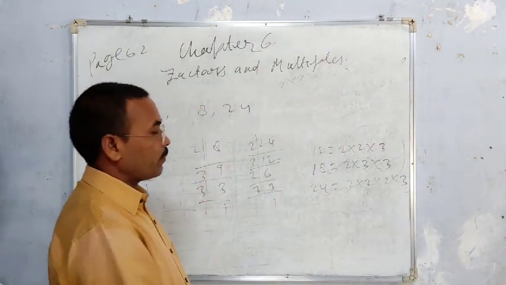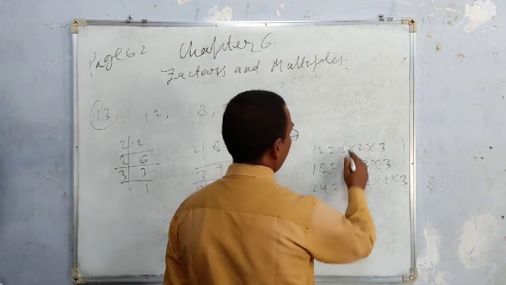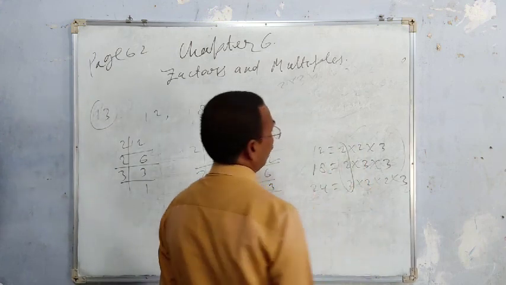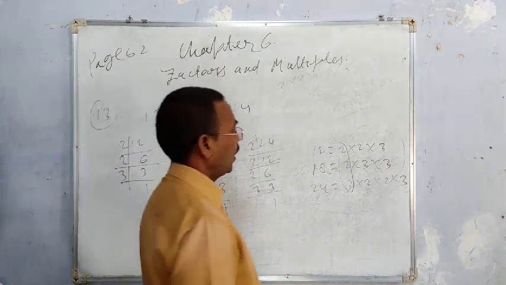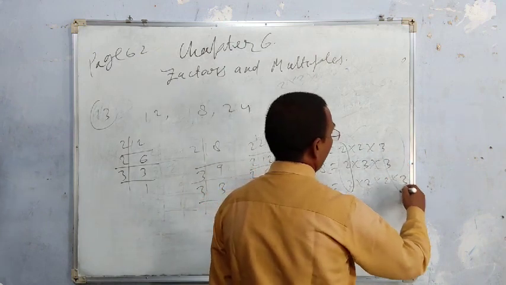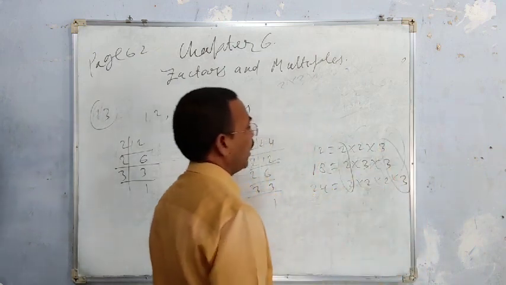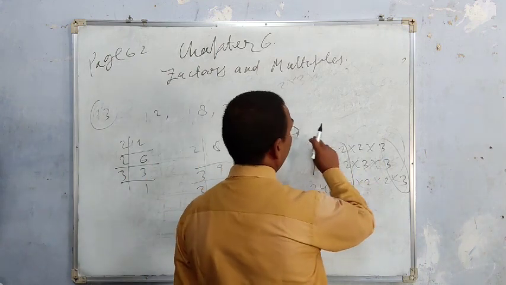First, select the common factors of all 3 numbers. See here 2, here also, here also, here. So 1 pair of 2 is common to all 3 numbers. And then see, 1 pair of 3 is common to all 3 numbers. And then see, 1 pair of 2 is common between the first and third line.